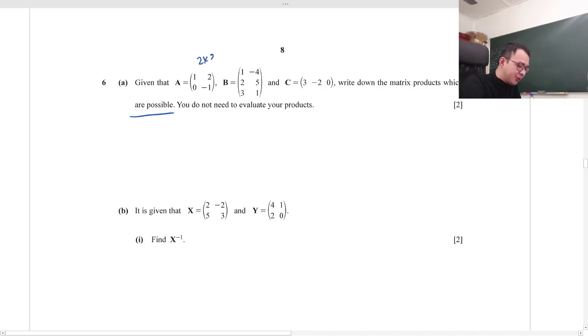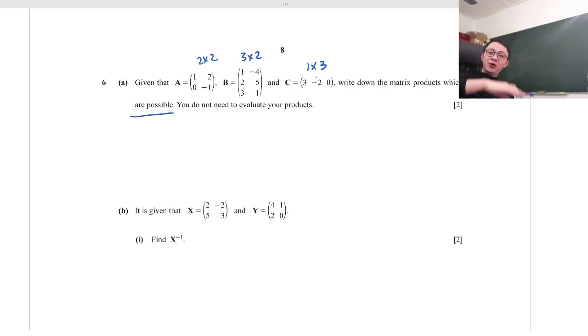So this is 2 times 2, this is 3 times 2, this is 1 times 3. So basically, if you do not know about matrix order, we read row first, then only column. So like 2 times 2 means 2 rows and 2 columns. Like 3 times 2, that means 3 rows and 2 columns. Alright, in order to multiply them, the middle term must be the same.